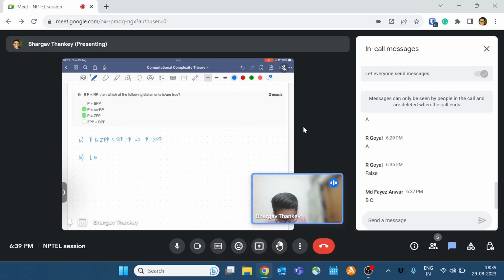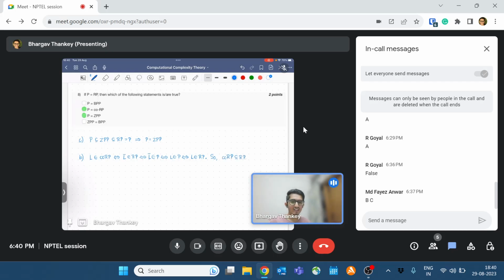So if L is in co-RP, then this means that L complement is in RP, which means L complement is in P, which means L is in P. Here we are using the fact that P is closed under complement. Since L is in P and P equals RP, L is in RP, and so co-RP is contained in RP.